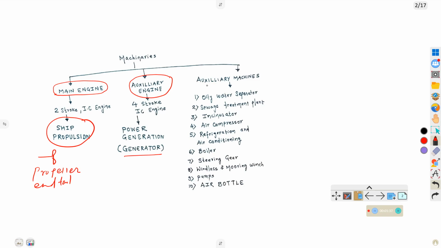The other machines, which are not the main engine and generator, are called auxiliary machinery. For example: oil water separator, sewage treatment plant, incinerator, air compressor, refrigeration and air conditioning, boiler, steering gear, mooring winch, pumps, and air bottles, which are the auxiliary parts for running the auxiliary engine.